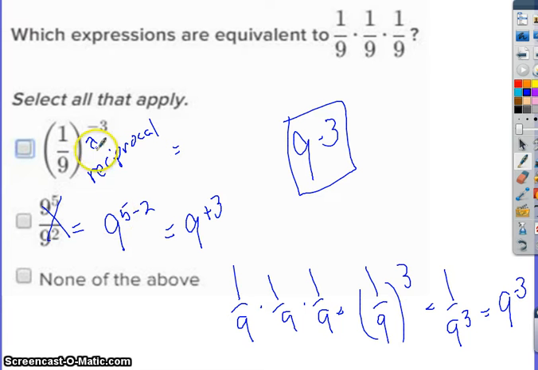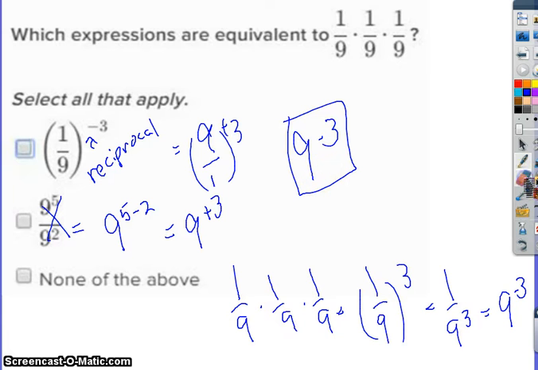Okay, so the negative in the exponent turns 1 over 9 into 9 over 1 to the third, and so this is, again, 9 to the positive third. So these two are both the same. They're both 9 to the positive third, but I wasn't looking for 9 to the positive third, I was looking for 9 to the negative third.